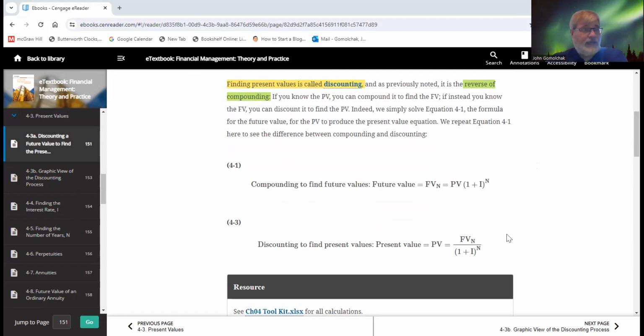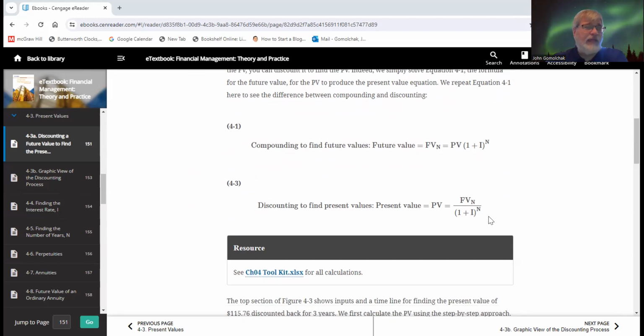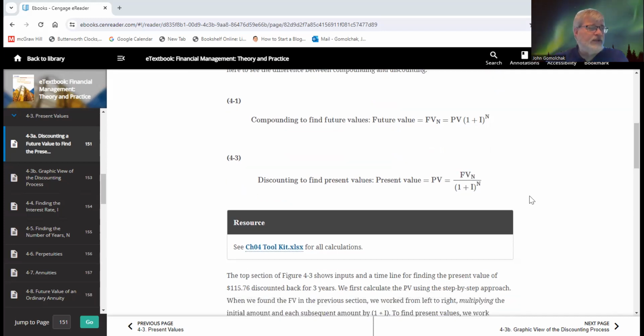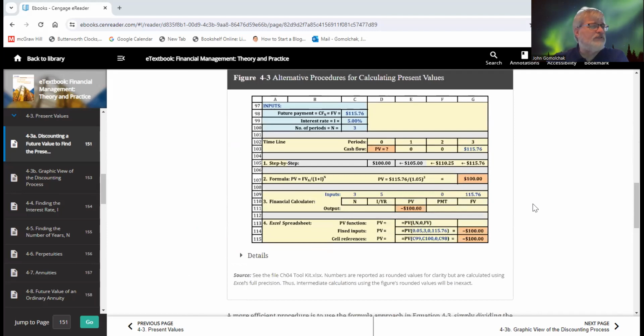So you can do that anytime you like. If you like doing the math, it's right there. Present value is going to be equal to future value subscript n, for how many periods in the future, over 1 plus interest to the nth power, how many periods in the future. Okay, so there's how you do it.